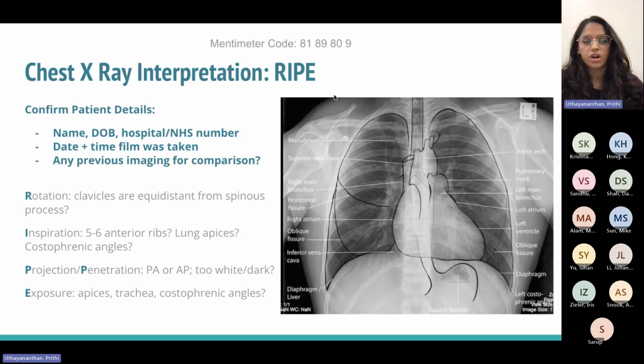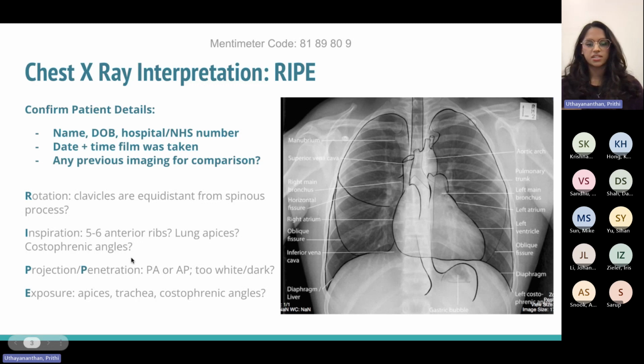To start off with RIPE, after you've gone through the patient details, R is for rotation. What you want to do is check that the clavicles here and here are equidistant from the spinous process. This just makes sure that the patient isn't rotated to one side or the other, so their shoulder isn't in the way or more forward on one side, because this can distort the way that the lung fields look. So if they are equidistant, then you can be sure that the patient is facing straight forward in front of the X-ray machine.